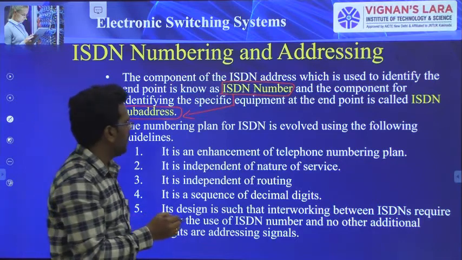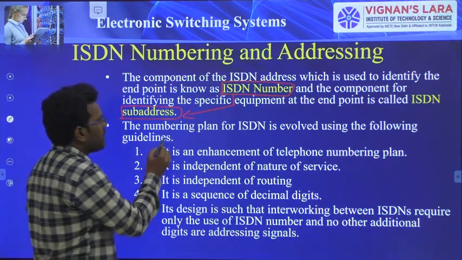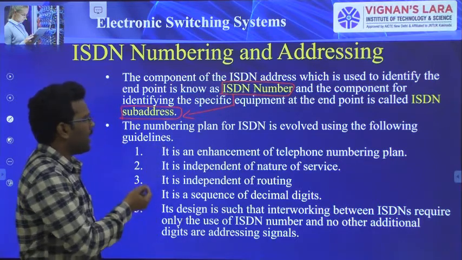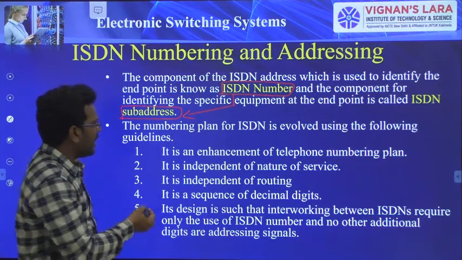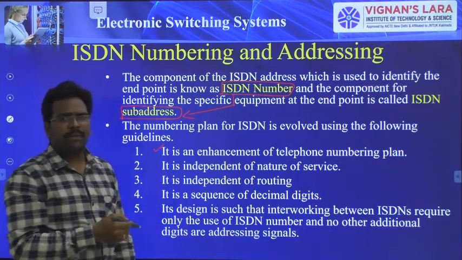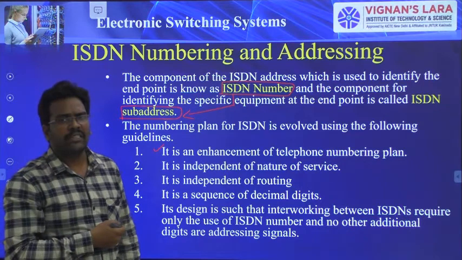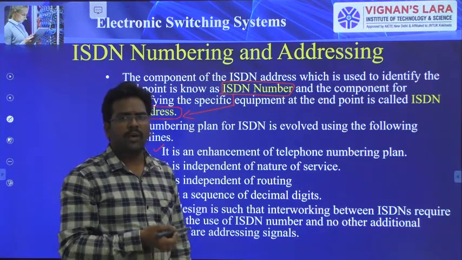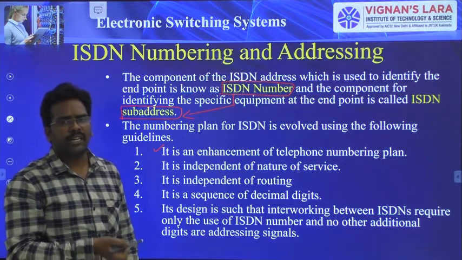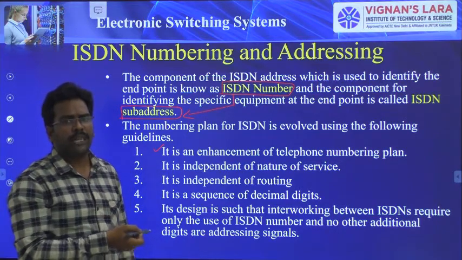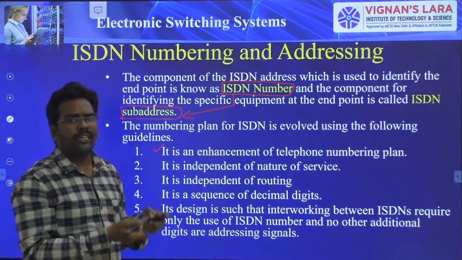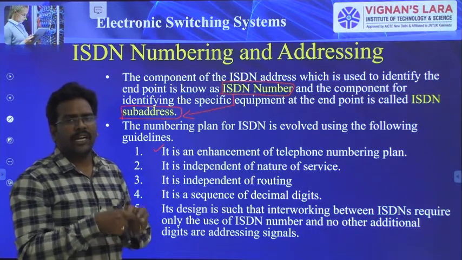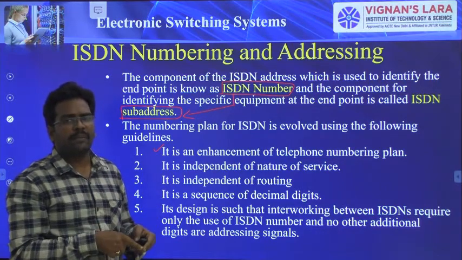So the numbering plan for ISDN follows the following guidelines. The first guideline is that it is an enhancement of telephone numbering. If you take telephone numbering, there also you have to uniquely identify the subscriber in the telephone network. Here also it is the same thing. You have to uniquely identify the end equipment connected to an endpoint.